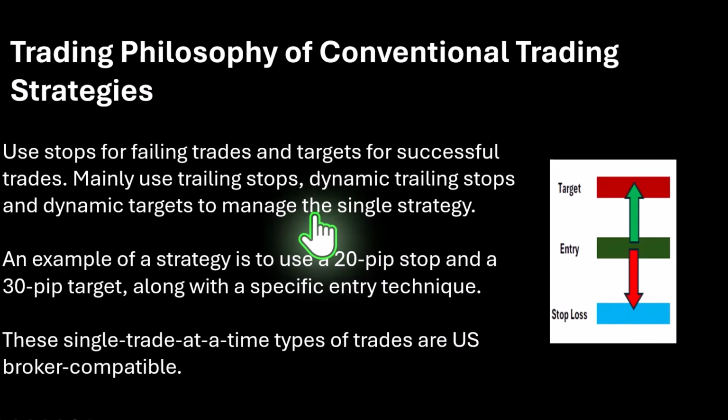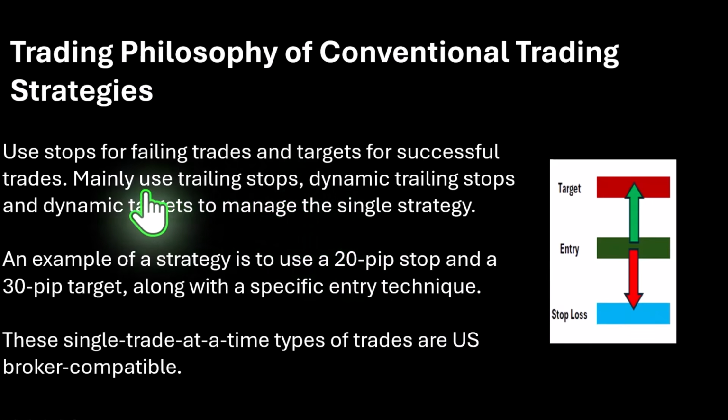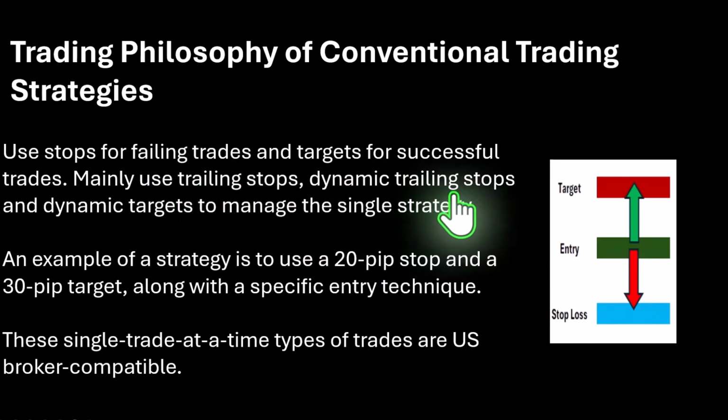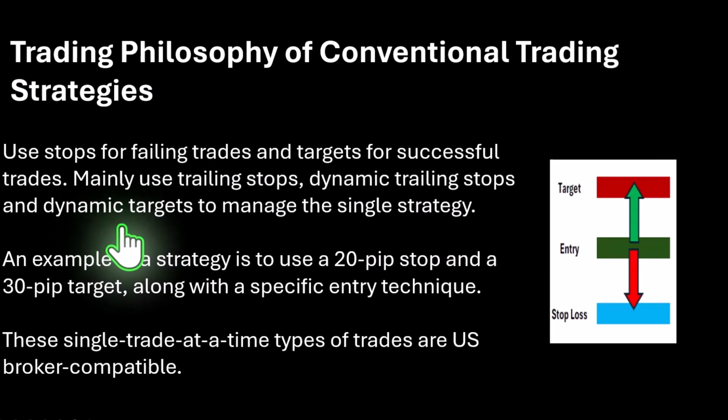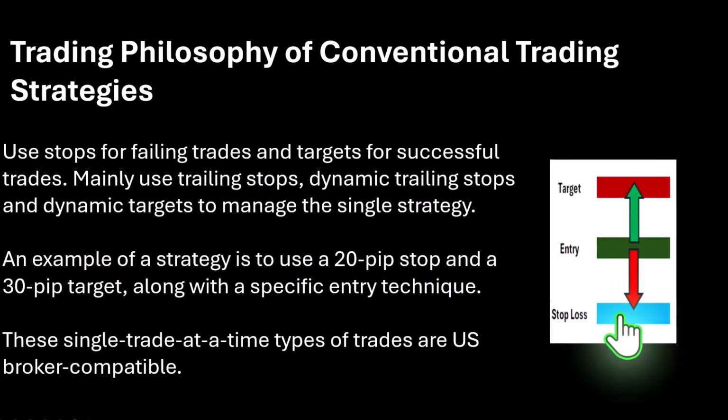And you can use all kinds of ways of managing these transactions, like trailing stops, dynamic trailing stops, dynamic targets, and so on. And because they are so simple, they are 100% US compliant. There's no hedging, there's no LIFO or FIFO involved. There's nothing that prevents you from using these strategies on a US account.